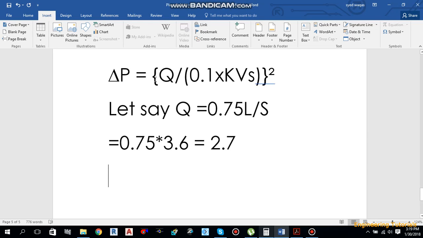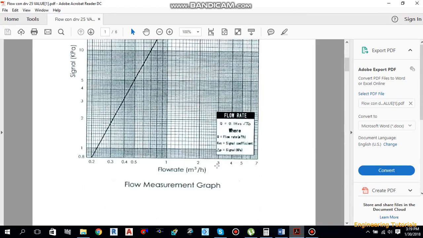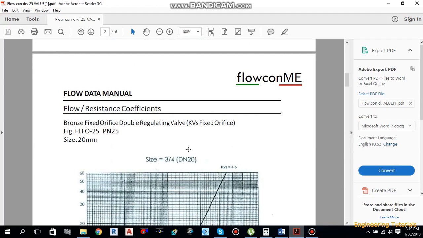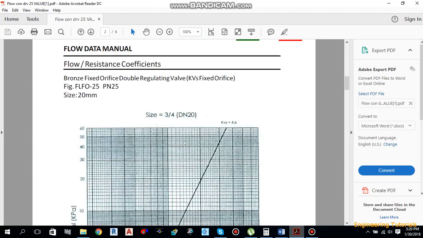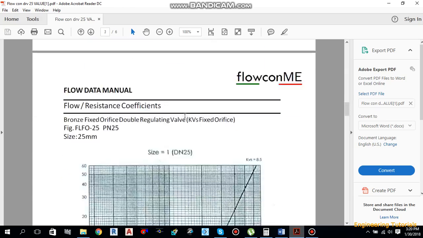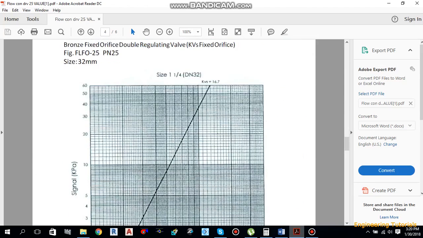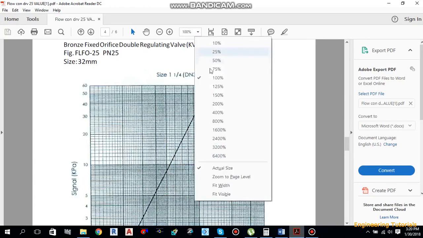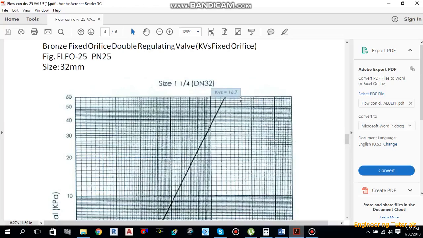So we will put the values into this formula, but before putting the values, we should check the kVs from the supplier data sheets. So let's say, as you can see, this is the chart for double regulating valves of different sizes. This is for half inch, this is for 3/4 DN20, this is for 1 inch DN25, and this is for 1 1/4 DN32. So let's say the pipe size over there is 1 1/4 DN32. What is the kVs for 1 1/4? It is 16.7. So this is the value which we have to use over here.